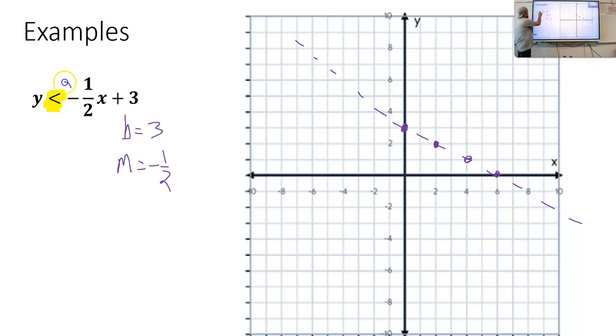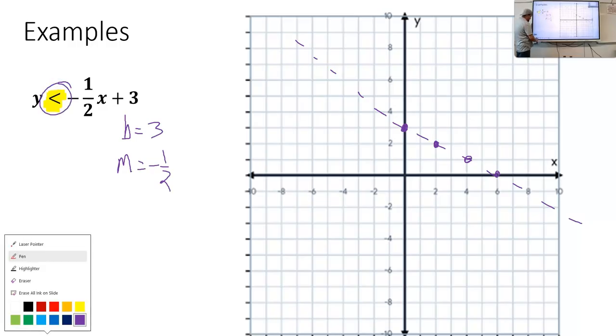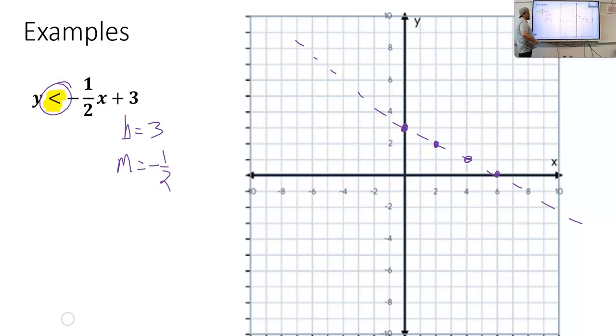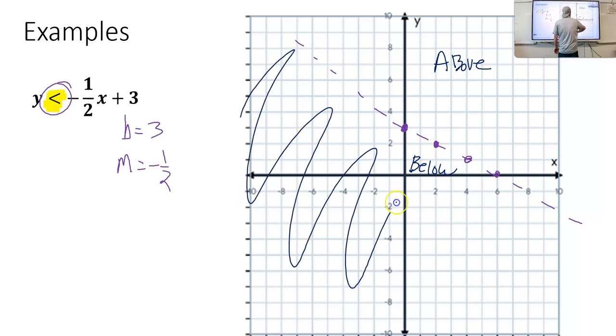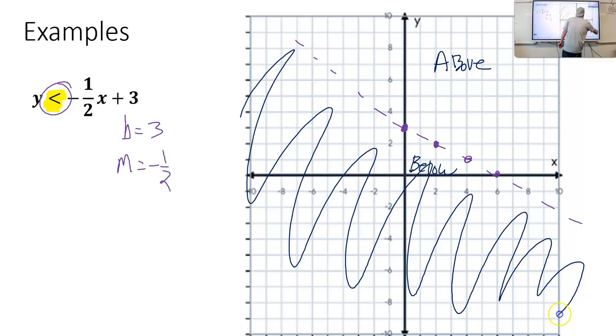Okay, now where am I going to shade? Once again, it's a less than. So less than will always mean below the graph. So here if I were to create this line, and you think of this would be above the line, this would be below it. Since it's less than, I would shade in absolutely everything below this line. Okay, and if you want to double check, we got the point (0, 0) right here. Since it's shaded, it should be true.